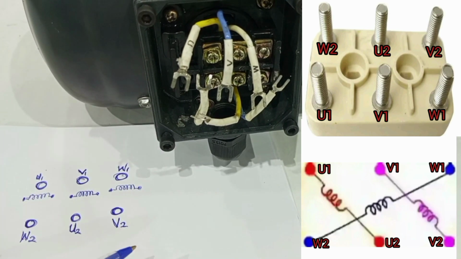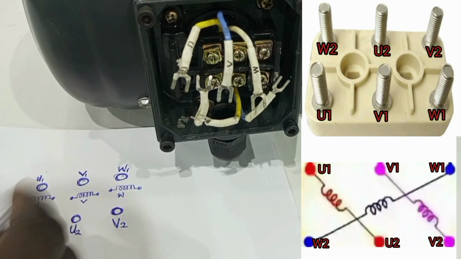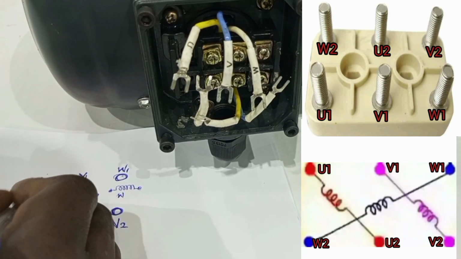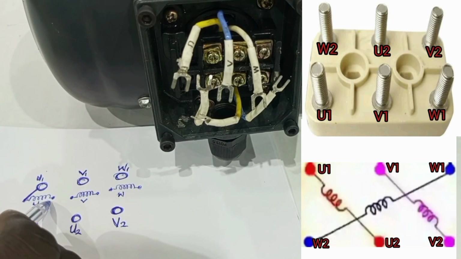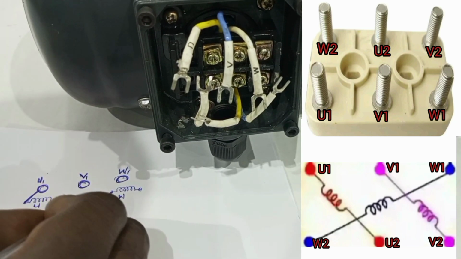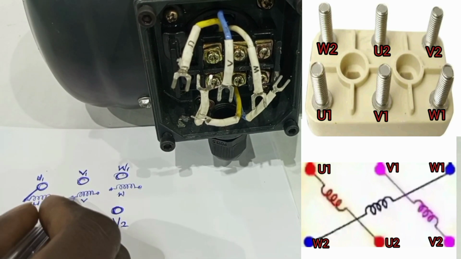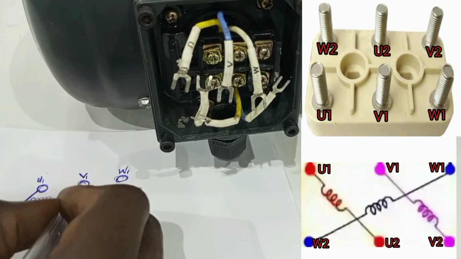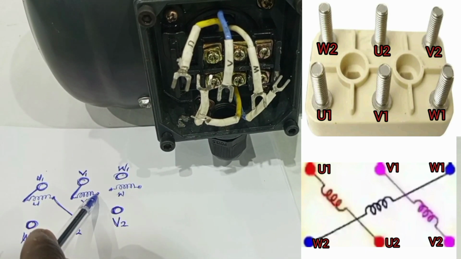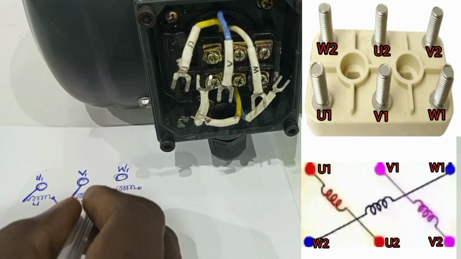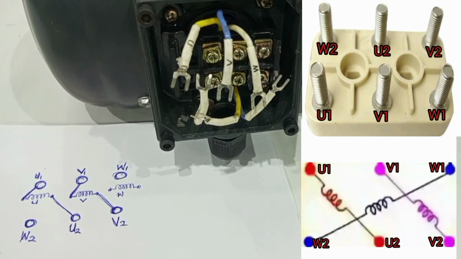to the motor terminals. So here we connect the starting point of coil U to U1 here, and then the finishing point of coil U to U2 here. Then we come to V. The starting point of coil V will connect to terminal V1, and then the finishing point of coil V will connect to terminal V2, like this.